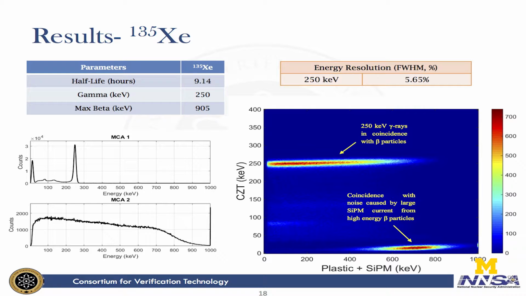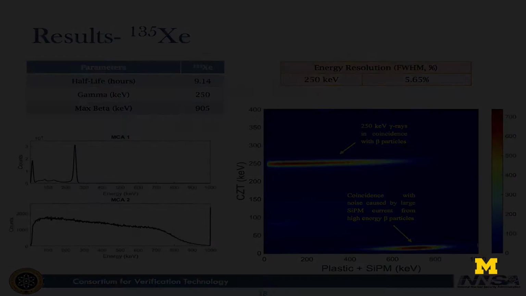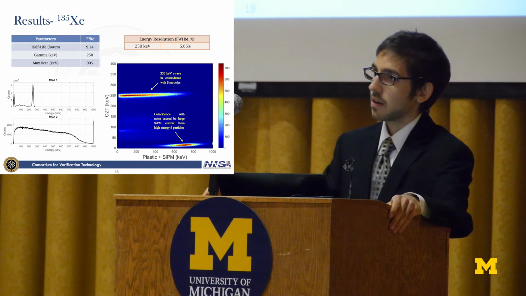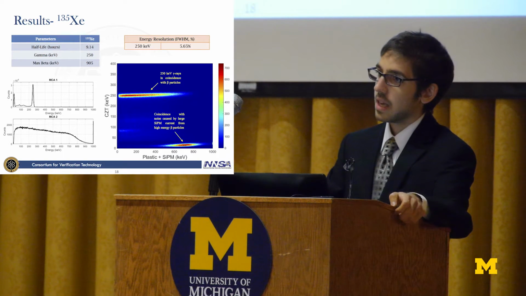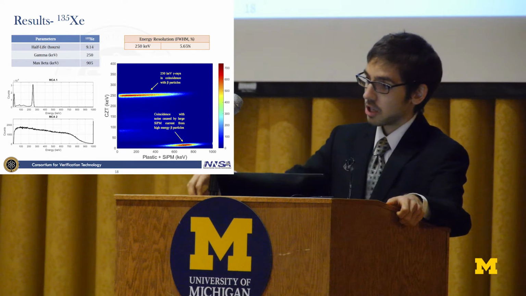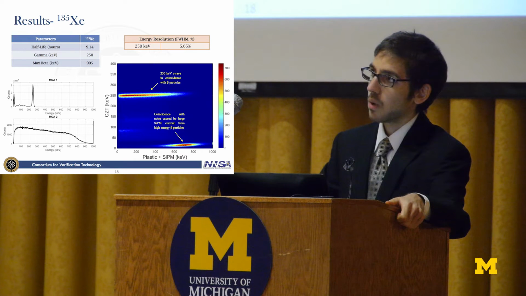Here are results from xenon 135. What we expect, again, is to see the 0 to 905 keV beta spectrum, and we expect this to be located at 250 keV gamma. And that is what we see. Now, this region over here, down at the bottom right, is due to high energy electrons depositing their energy in the plastic. We didn't expect to see this, but it caused a very large current draw, and we don't think our power supply can handle that much current draw.